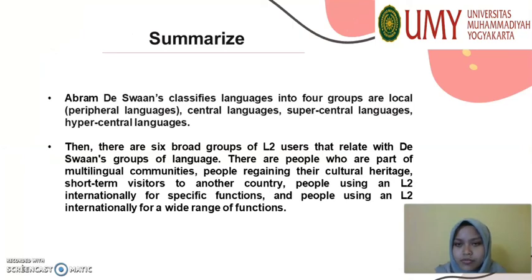So, to summarize, Abram de Swaan classifies languages into four groups: local or peripheral languages, central languages, supercentral languages, and hypercentral languages that we had talked about before. Then, there are six broad groups of L2 users that relate to these language groups. There are people who are part of multilingual communities, people regaining their cultural heritage, short-term visitors to another country, people using an L2 internationally for specific functions, and L2 use internationally for a wide range of functions. That's all from us.